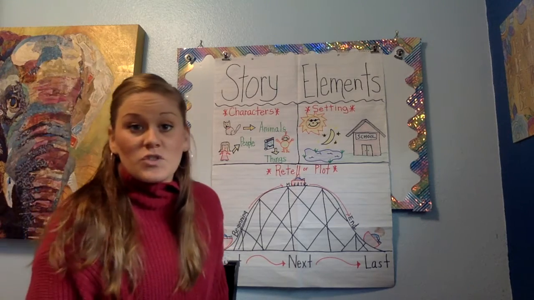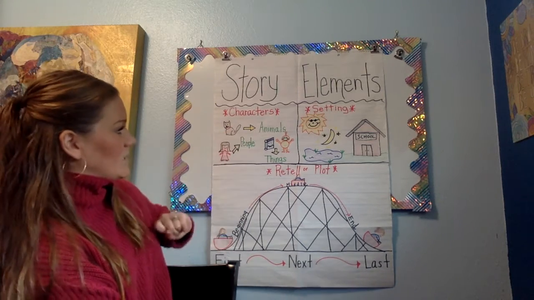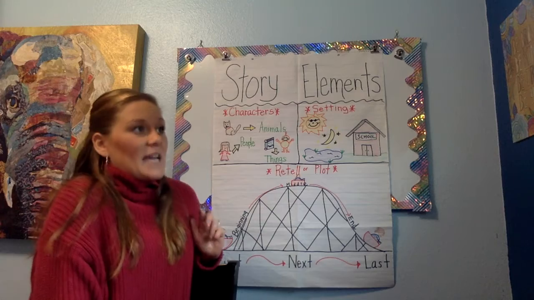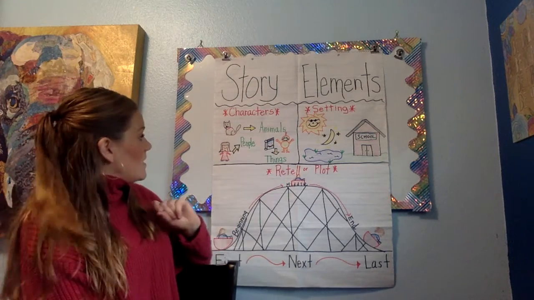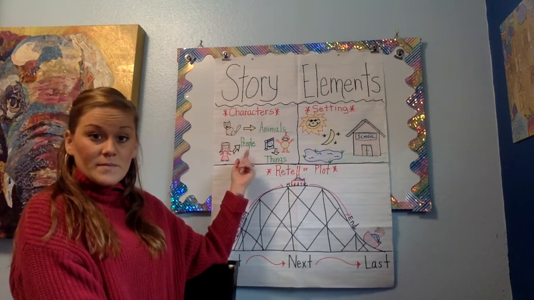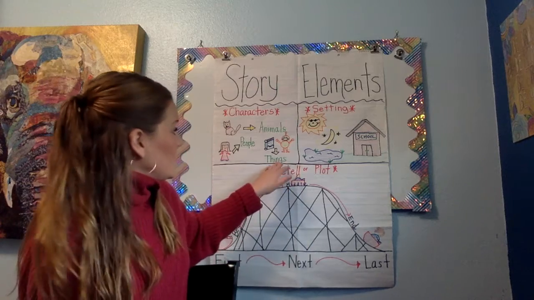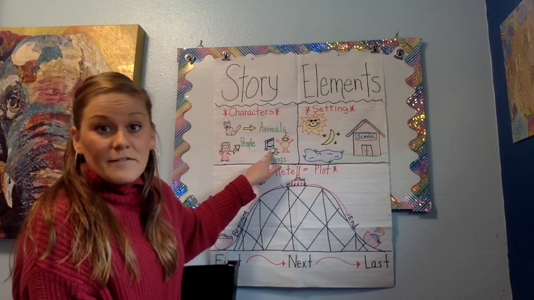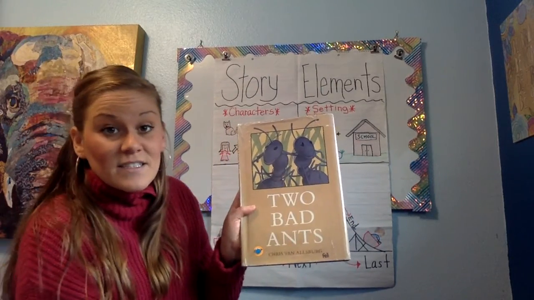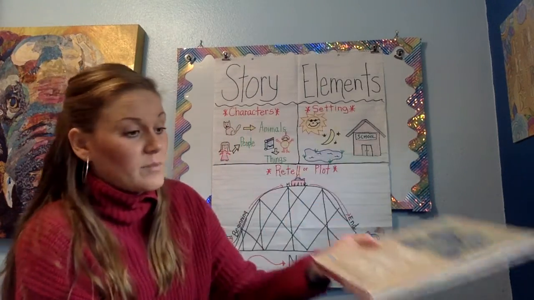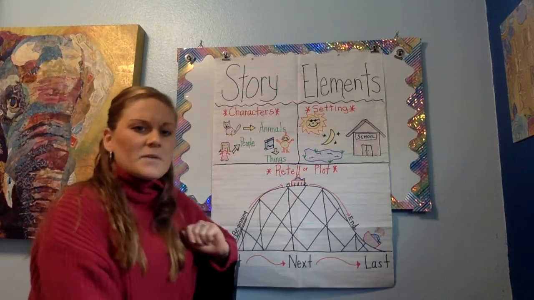In every fiction story, there are characters. So that's our first box. Characters. Now, characters can be anything. They could be animals. They could be people. Or, since it's a fiction, it's a fake or made up story, it could be things like bringing a book to life. Or in Two Bad Ants, the characters are two ants who talk to each other and get in trouble. So characters are who the story is about.